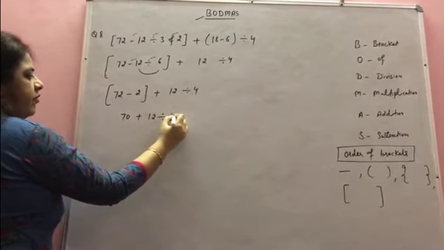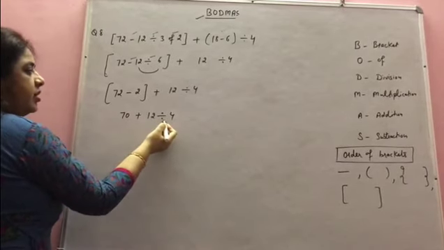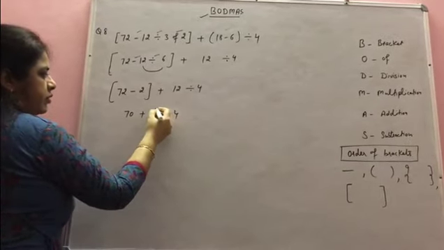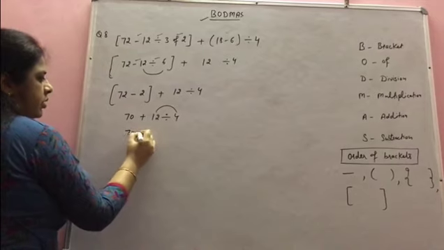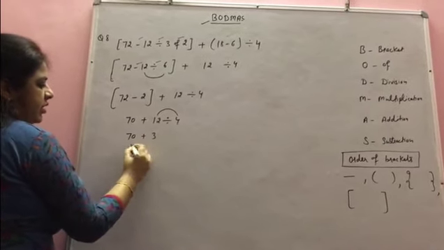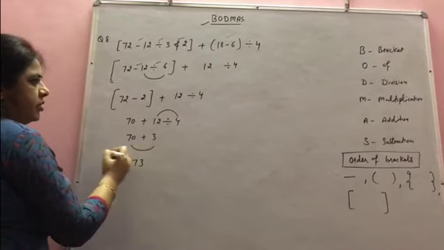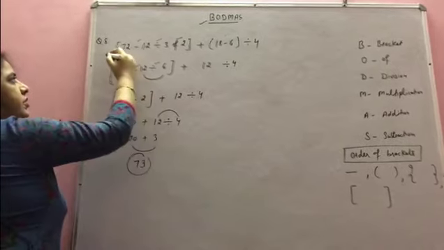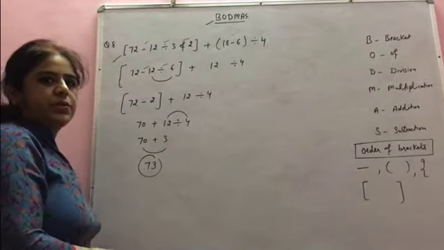12 divided by 4. Now addition and this division. So we will solve this first. 3. So the final answer is 73. So this is the answer for this numerical expression.